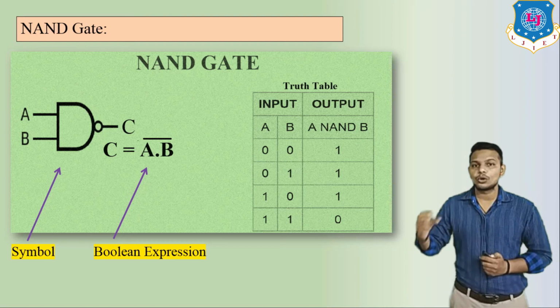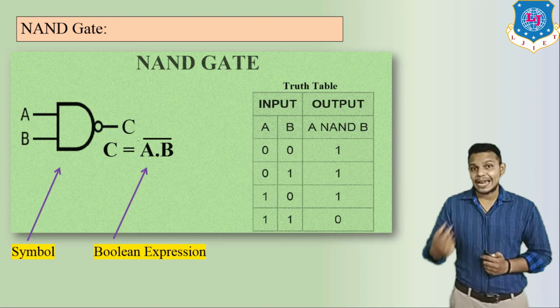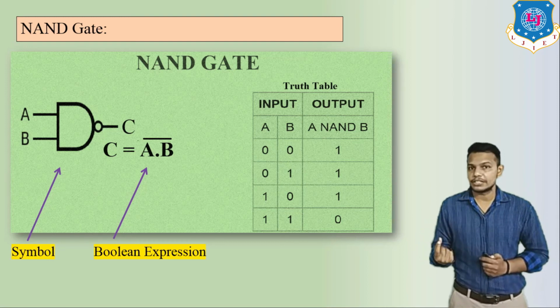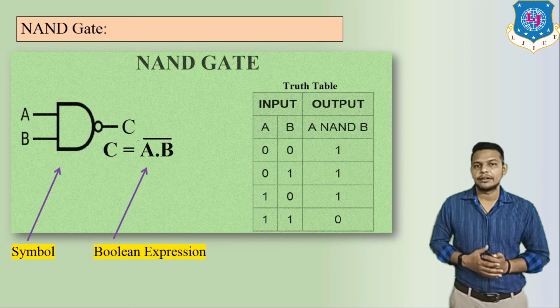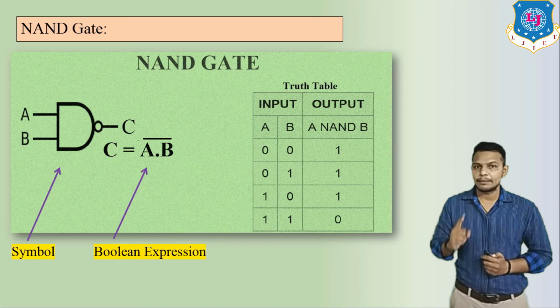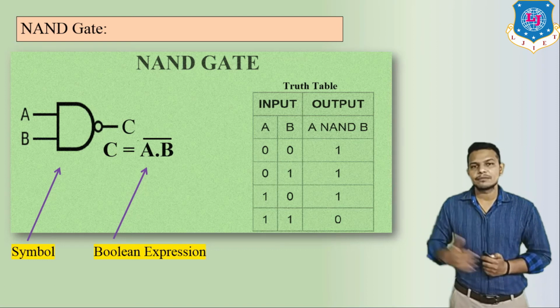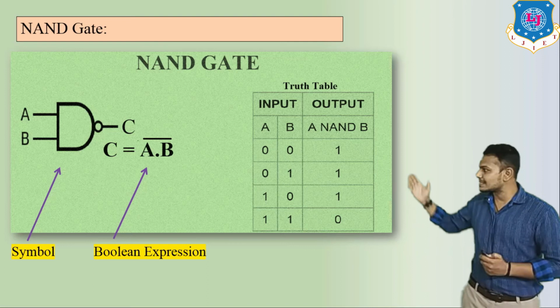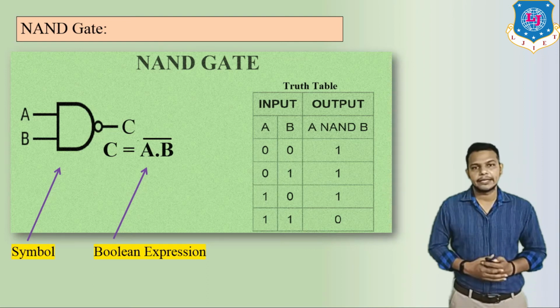If I enter 0 and 1, in an AND gate the output is 0, but here it is 1. Similarly, 1 and 1 in an AND gate gives 1, but here it becomes 0. So here we can see this is the truth table of the NAND gate.